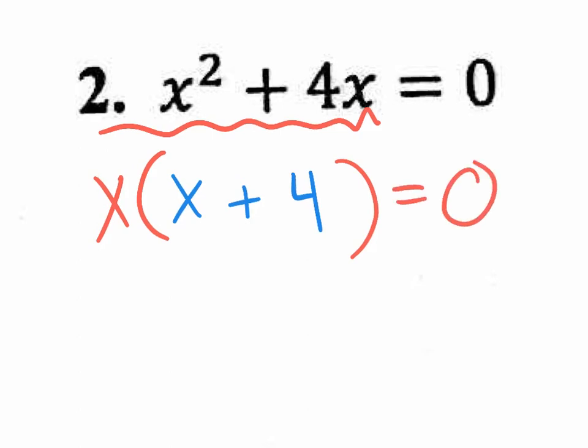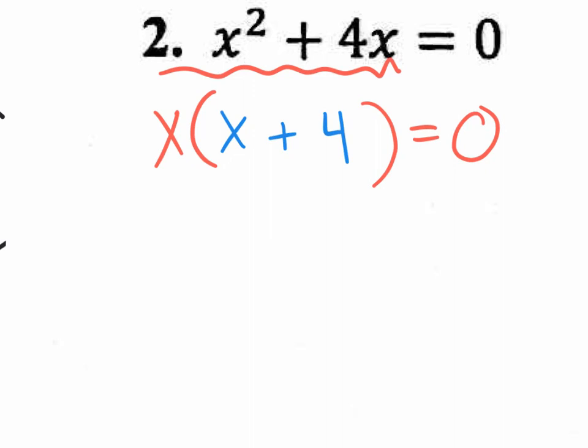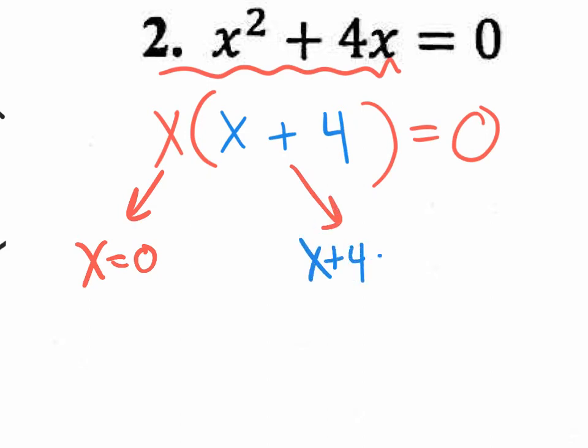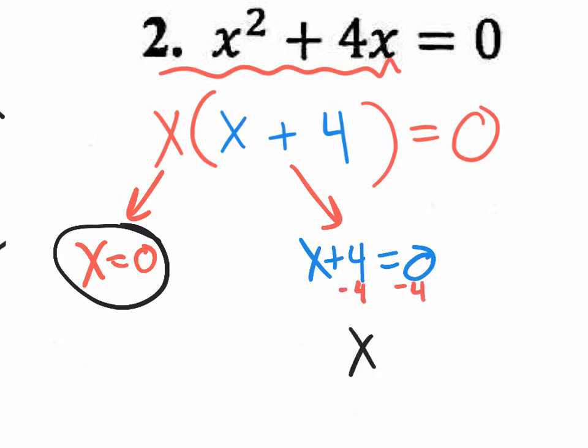So all I did was factor the left side. But now, by factoring, I really do have something times something equals 0. So now I can actually use the zero product property and split them. This x is going to be x equals 0. This x plus 4 is going to be x plus 4 equals 0. And I solved both of them. This one is so easy, it's already done for us, x equals 0. And this other one, subtract 4, x equals negative 4. So you have those two answers for number 2.